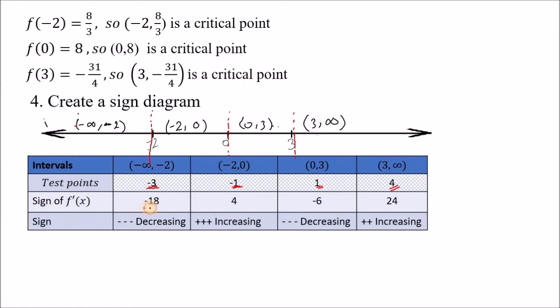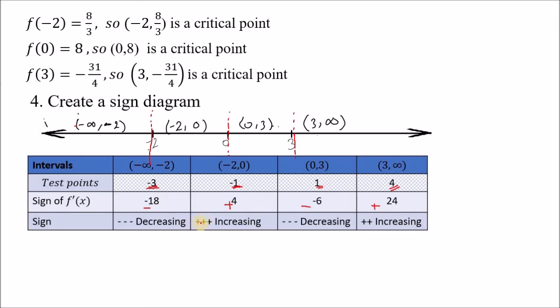Meaning this is negative, this is positive, this is negative, and this is positive. Again, I don't care about the exact numbers. I care about the sign of those numbers. Then we're going to look at the conclusion. The conclusion says that f prime of x is negative. That means the function is decreasing on the first interval.